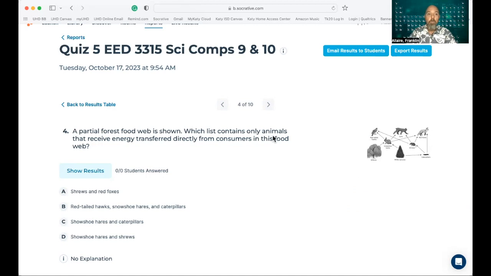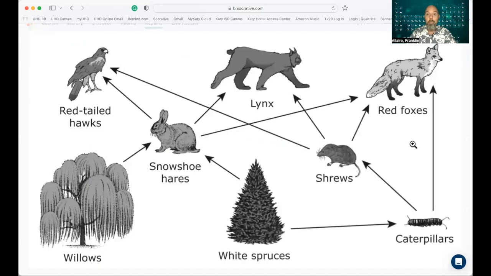Question number 4, we have a diagram of a partial food web. Now we say this is partial because obviously it does not include every single organism that we can find in this particular forest. But you can see here that we have willows and spruces, our plants in our food web. These are our producers. And then we have various consumers.